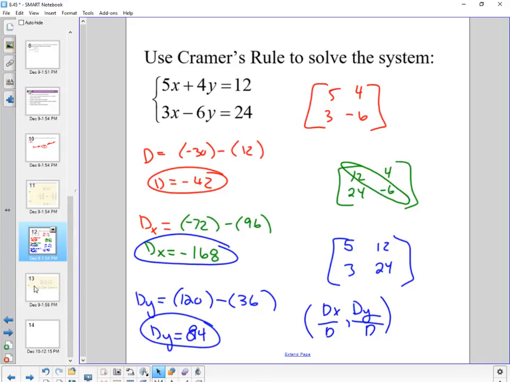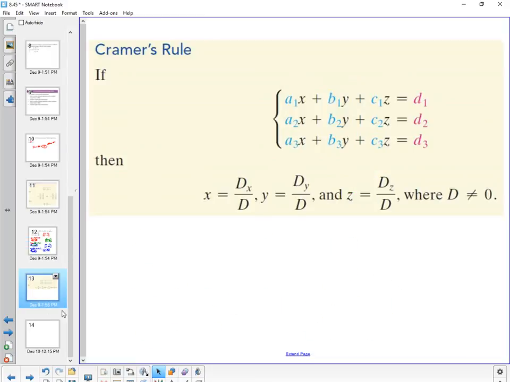Okay, on the last one, the 3x3s. Here are your coefficients, there's your solution matrices. Obviously it would be d sub x, d sub y, d sub z, since we have 3 equations and 3 variables. I showed you guys how to expand the matrix, right? And then you would have to do the 3.